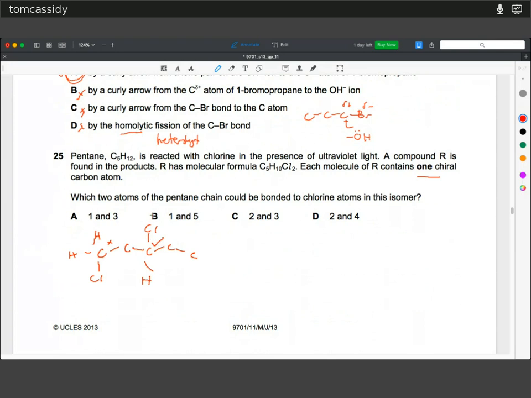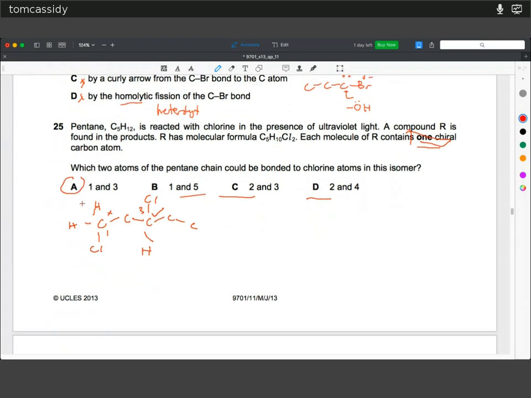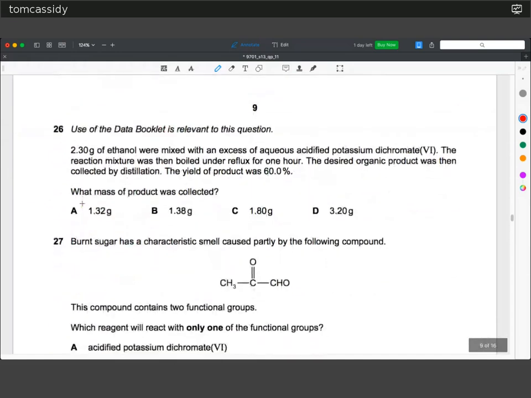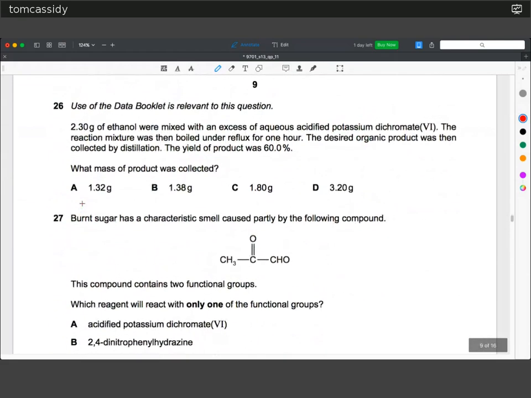So it's true that when you have the chlorine added to position number 1 and position number 3, you're not getting a chiral carbon there, but you are getting a chiral carbon there, and we just need one chiral carbon atom. Now you can go through the other ones and satisfy yourself that they don't give you a single chiral carbon, and it's this answer here that gives us the right answer to question 25. Good.